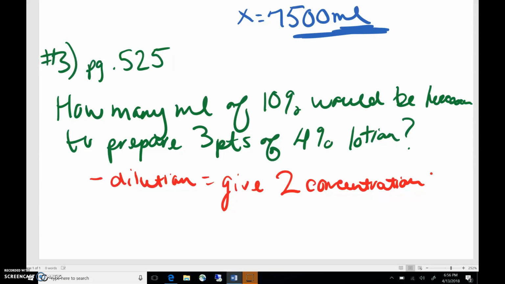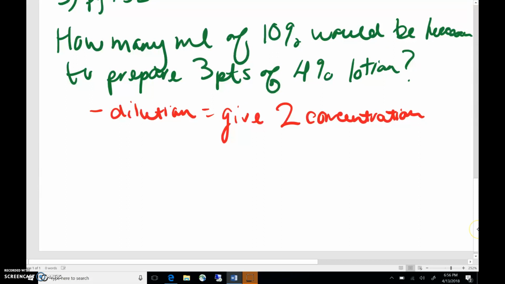So technically, we are going to skip number 3 for right now because I haven't gone over dilutions. All right. And there's a totally different way of solving this. I'm going to skip on to number 4.